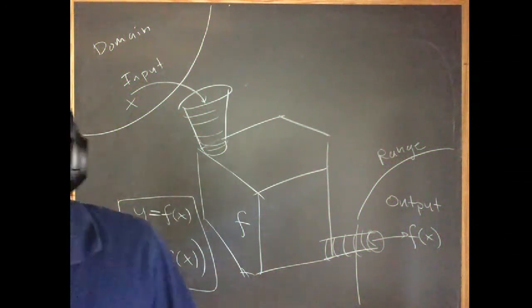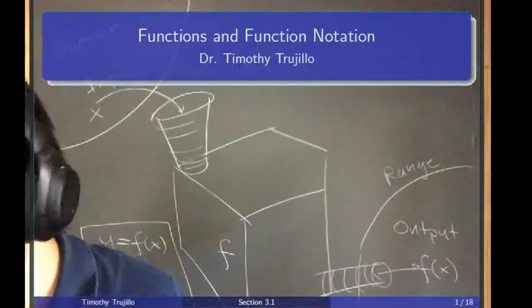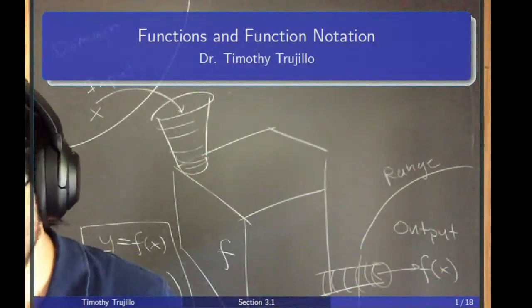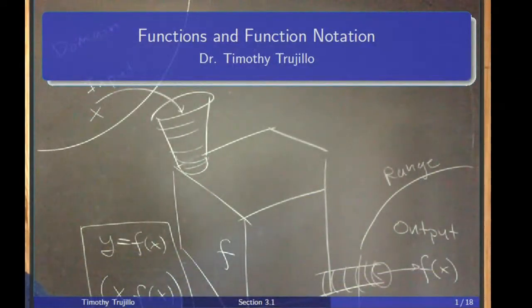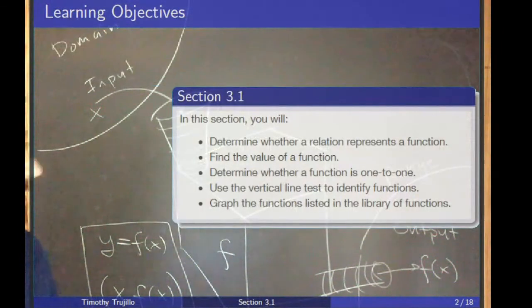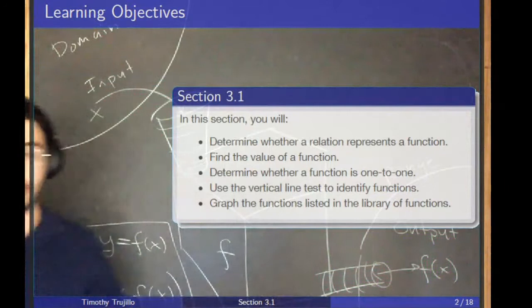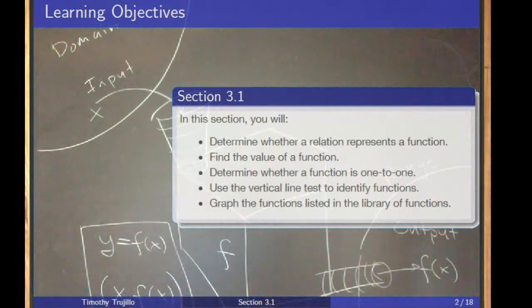And I did things a little bit differently than I normally do. Normally I talk about the learning objectives, but let's talk about them now after I've sort of given you a quick little introduction into functions. And by the way, this is what we'll be talking about for all of Chapter 3. So all of Chapter 3 is all about various types of functions and how to work with them. Okay, so the first thing that we need to do is determine whether a given relation represents a function.